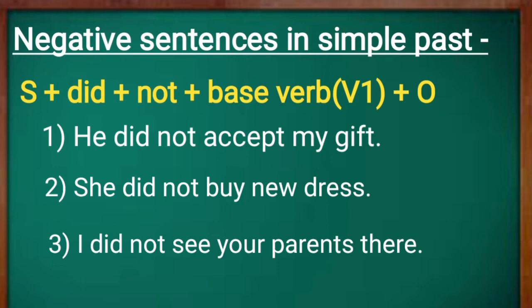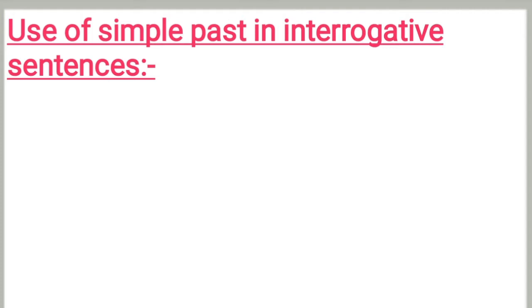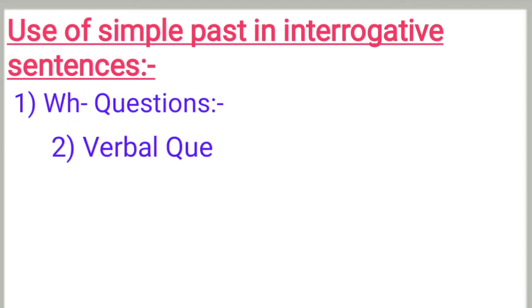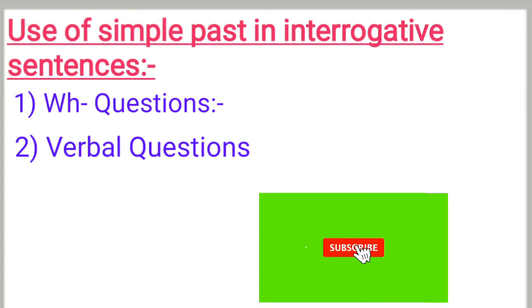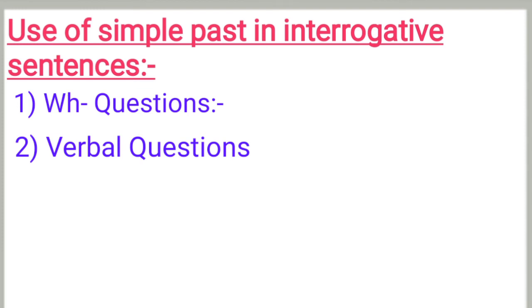Okay. Now let's move forward and see how to use simple past tense in interrogative sentences. Interrogative sentences means questions, and questions are of two types: WH questions and verbal questions. WH questions start with WH words like what, where, which, when, etc. And verbal questions start with helping verbs like am, is, are, was, were, have, has, had, can, could, may, might, must, etc. And here we have to use simple past tense in both types of questions.